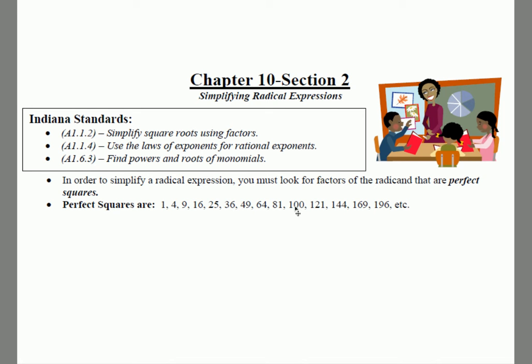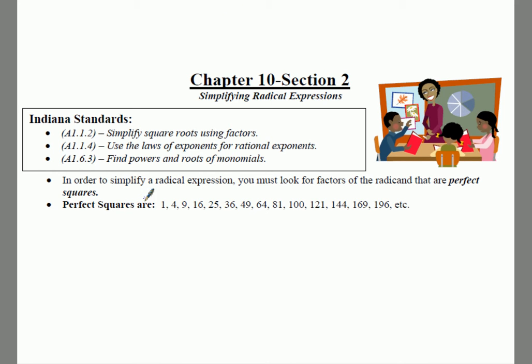Alright, welcome to the chapter where we're going to be simplifying radicals. In this case, we're going to be just simplifying radical expressions, which means we're not going to have any equal signs, and we're just going to be reducing radicals to the lowest form. The best thing to do is to make sure that you know your perfect squares.